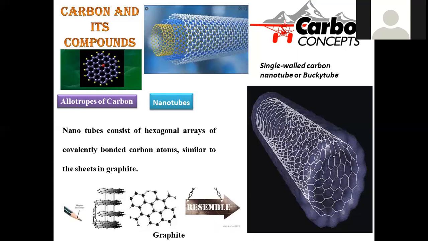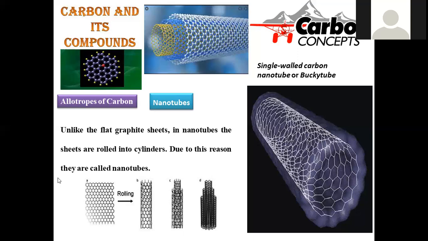So there is a slight divergence between these two. Here, graphite is a straight layer type of structure, whereas nanotubes are rolled into a cylindrical shape. That is the only difference. But the extended hexagonal structure is the skeletal comparison between both graphite as well as nanotubes. Here, hexagonal sheets are taken and they can be rolled into single-walled, double-walled, or multi-walled carbon nanotubes.